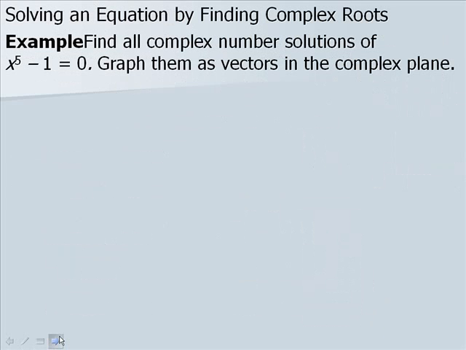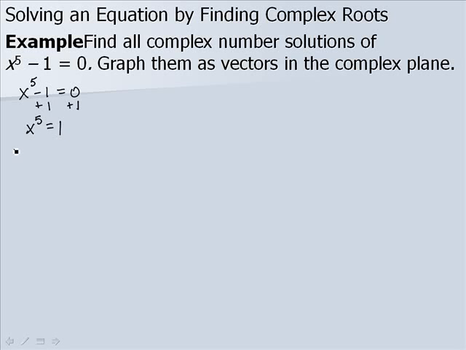Let's look at solving an equation by finding complex roots. In this example, we want to find all complex number solutions of x to the 5th minus 1, and then graph them as vectors in the complex plane. So the first step is to rewrite our equation x to the 5th minus 1 equals 0, and we'll solve it for x to the 5th, so we'll get x to the 5th equals 1. To find our 5 complex number solutions, we'll write 1 in polar form.